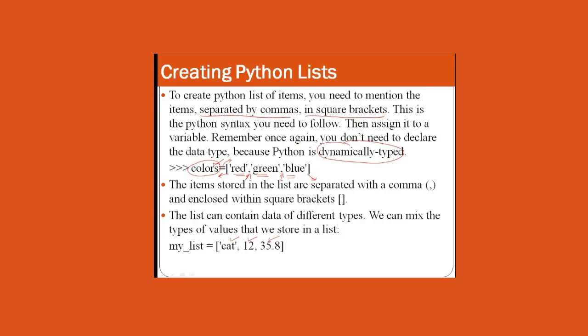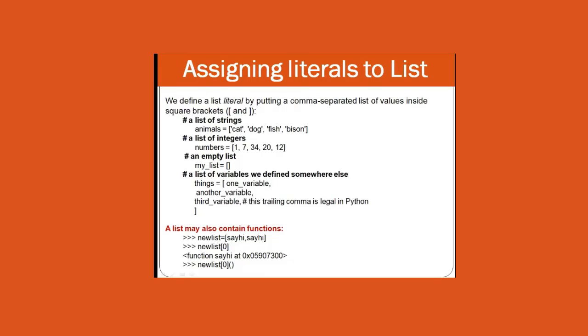The items stored in the list are separated by commas and enclosed within square brackets. The list can contain data of different types; heterogeneous data types can be stored in it. We can mix the types of values that we store in a list. Now you are assigning values to the list. We define a list literal by putting a comma separated list of values inside the square brackets.